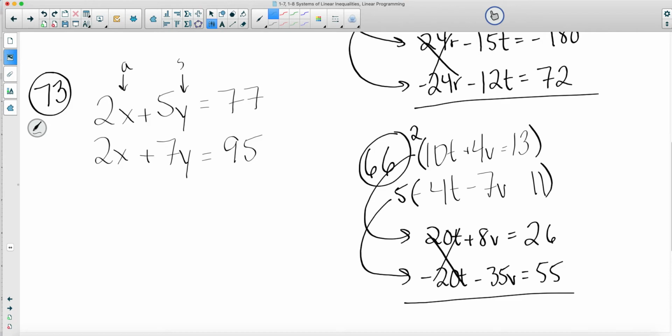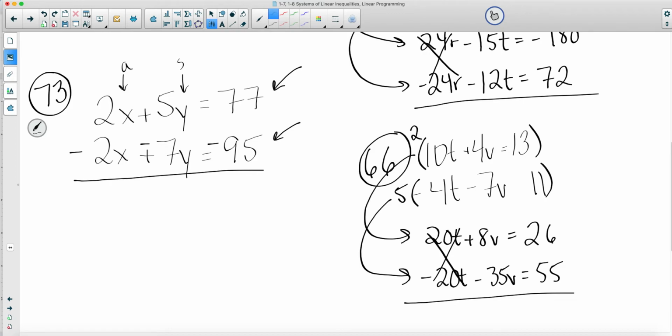Okay. 73 was a word problem with vans. We have van A, and van A has 2 adults, 5 students. Cost of that van is $77. That would be how we set up the equation for van A. And then van B, you got 2 adults, 7 students, and it costs $95. So that's the equation for van B. Probably the hard part is just setting up the equation, and then we go ahead and solve. From here, it's pretty quick because we have 2x and 2x, so all you got to do is multiply one of these by a negative, and then you can get an answer right away.